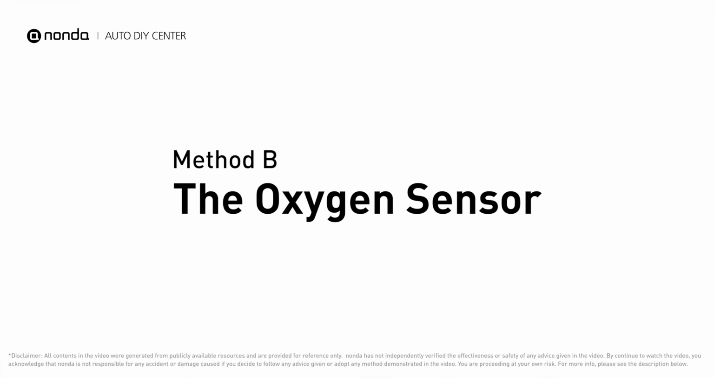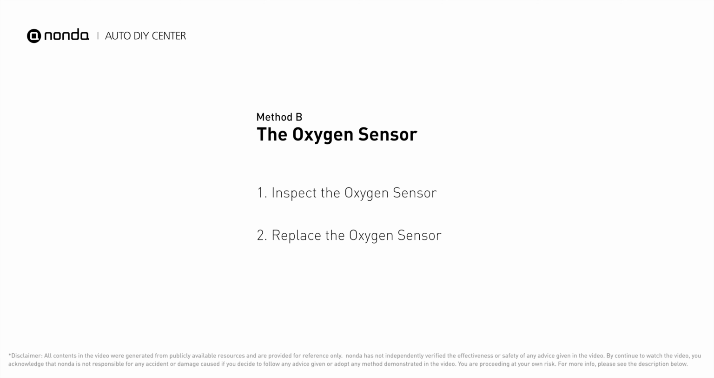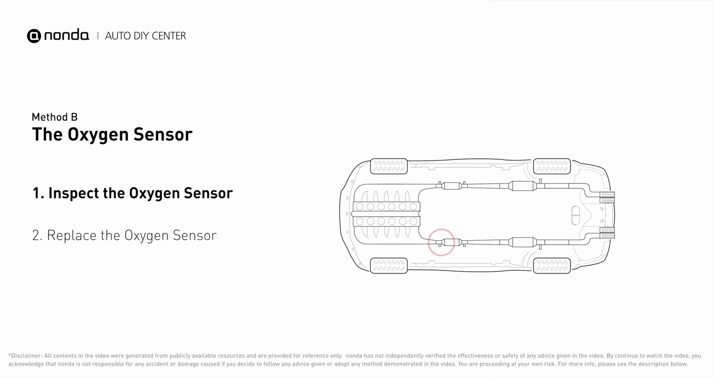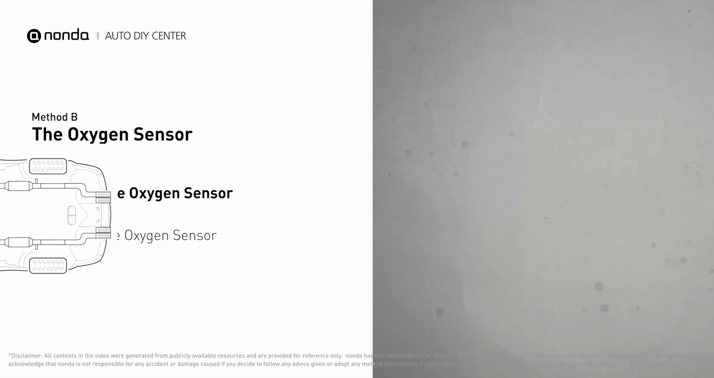Method B, the oxygen sensor. This oxygen sensor is located right after the catalytic converter. Bank 2 is on the side with cylinder number 2. Sensor number 1 is usually the downstream oxygen sensor behind the converter.